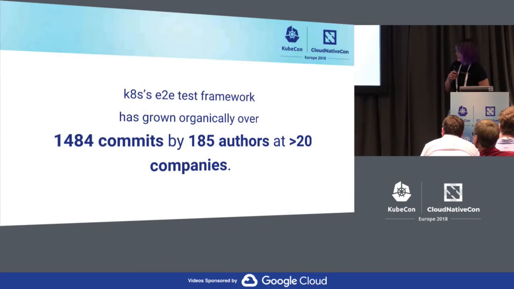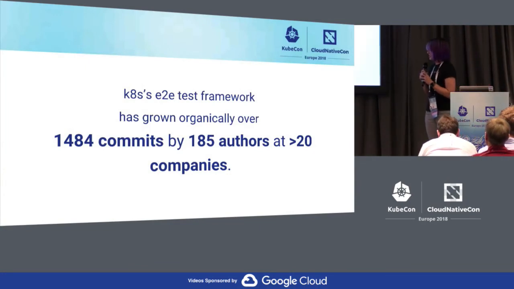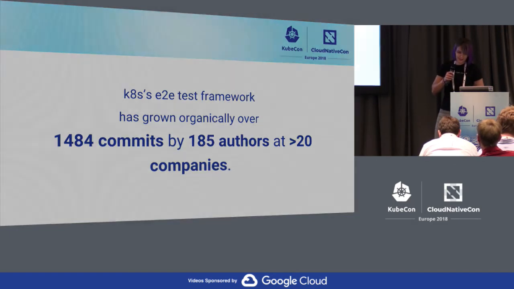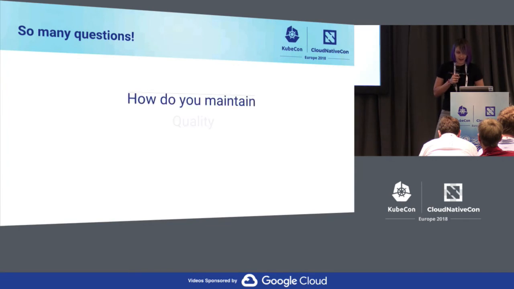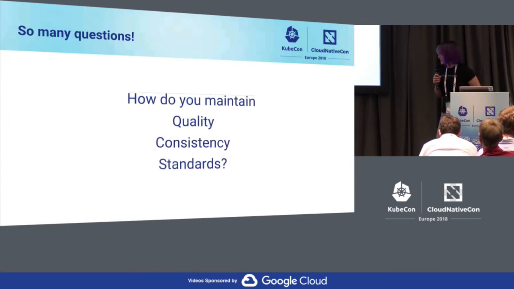So what we're saying is that the end-to-end framework has grown organically over nearly 1,500 commits by nearly 200 people at potentially more than 20 different companies, which I think raises some interesting questions, like how do you maintain things like quality, consistency, and standards over that many contributions? I think within one company, it's hard to do that. So how did we do that with the test framework?